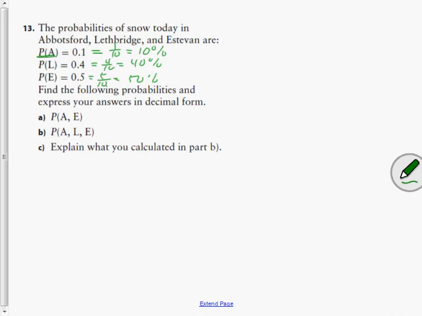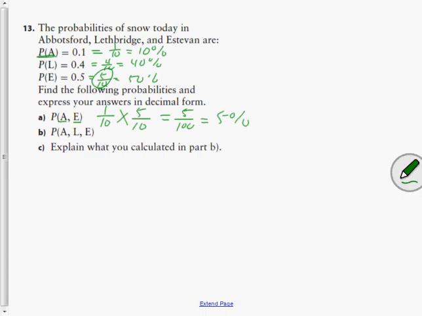So if I'm looking for the probability of Abbotsford and Estevan, I really want to take the probability of Abbotsford and I want to multiply it by the probability of Estevan. And that's going to give me 5 out of 100, which means there is a 5% probability that it will snow in both Abbotsford and Estevan on that day.